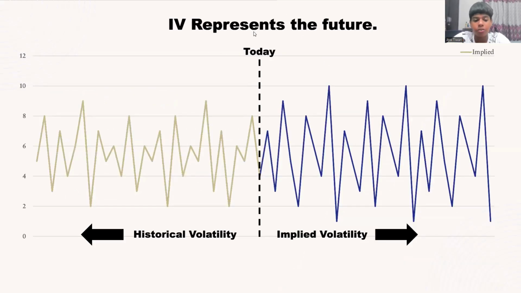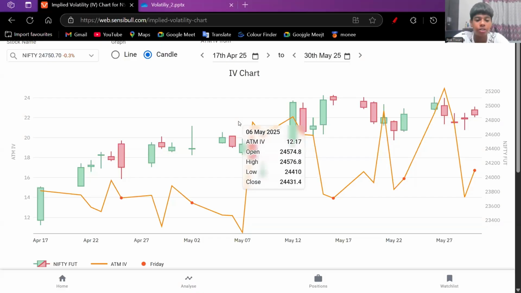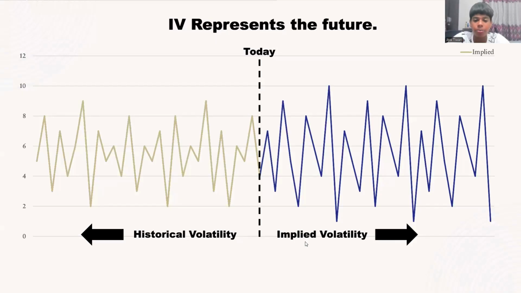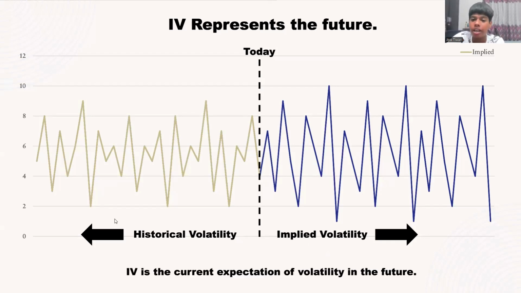IV represents the future. So every IV before today is now considered historical volatility, and the forward part is implied volatility. It's the current expectation of volatility in the future. By the end of the expiry, this is what the model thinks is going to be the IV at expiry. So that's it for today.